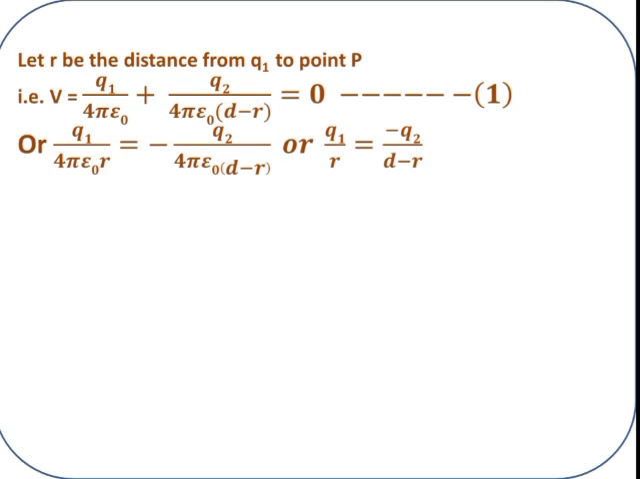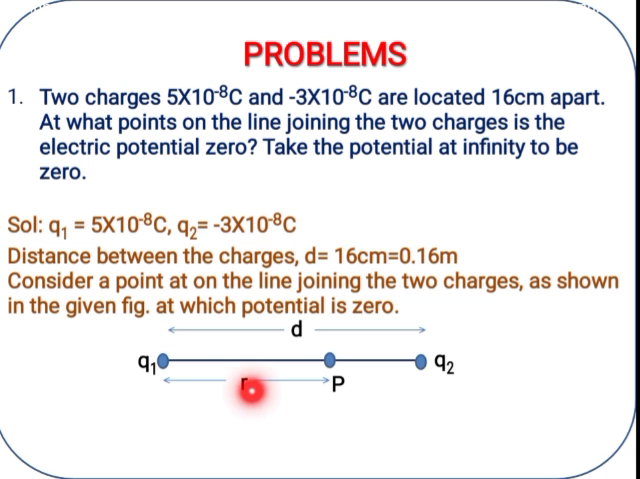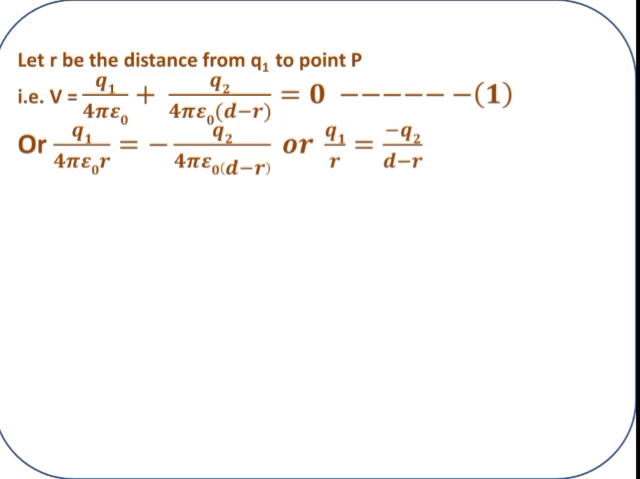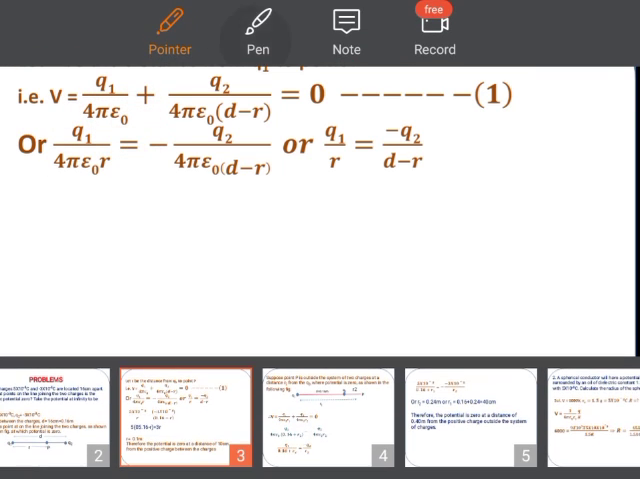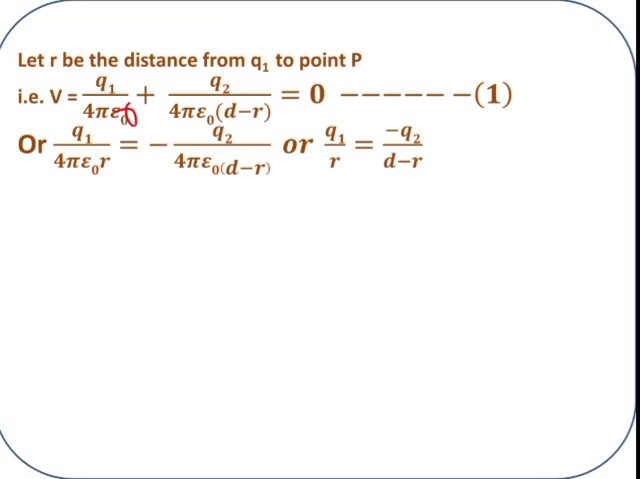Now let R be the distance from Q1 to point P. So this R is nothing but the distance from Q1 to P. Next, the total potential V: we know the formula for the potential, 1 divided by 4 pi epsilon naught, Q divided by R. So here R is required, R is missing.